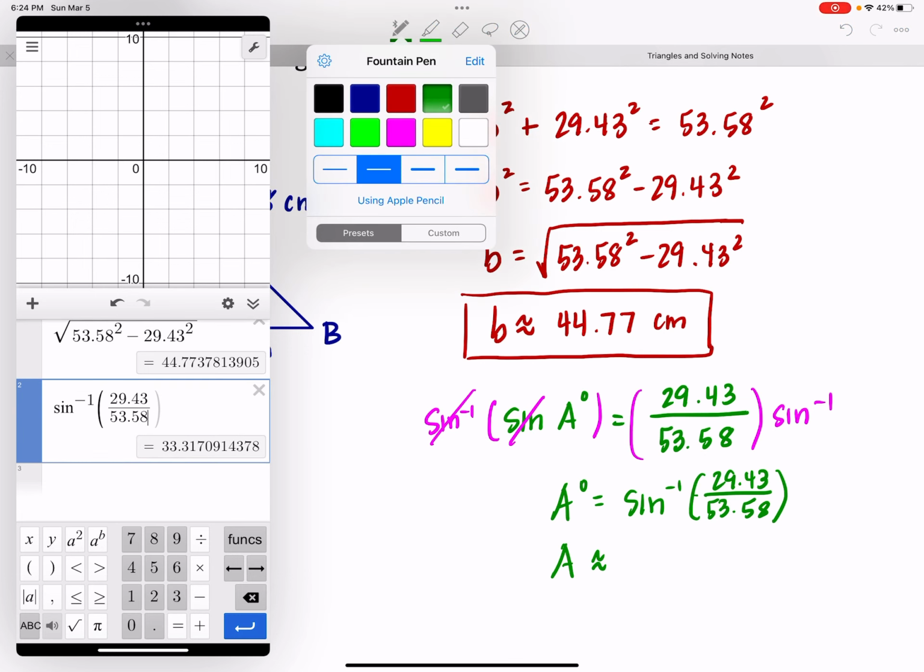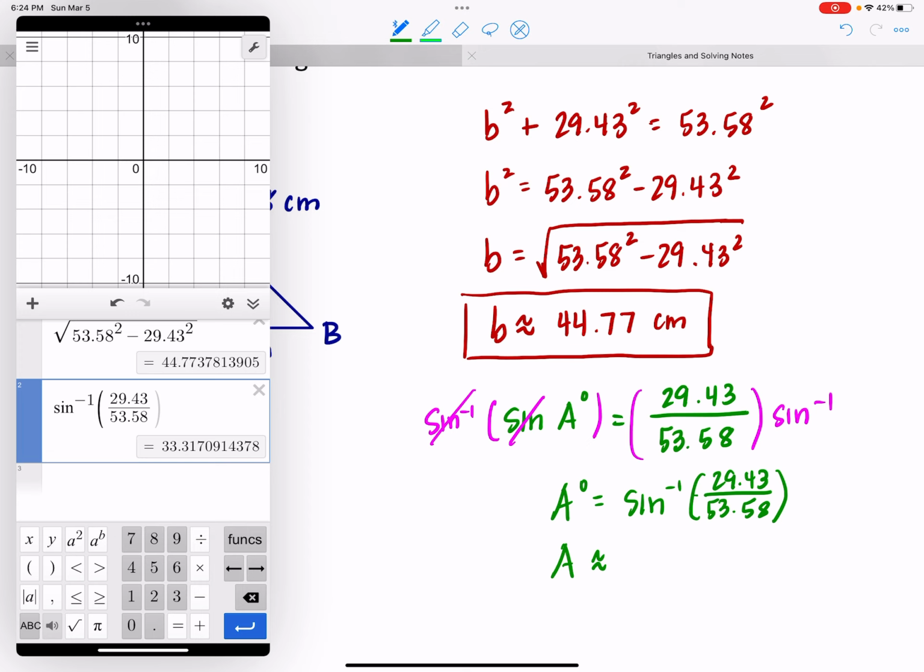This is an acute angle. The two angles in your right triangle, other than the right angle, have to be acute angles because together they're going to make 90 degrees. So this is going to be about 33.32 degrees.